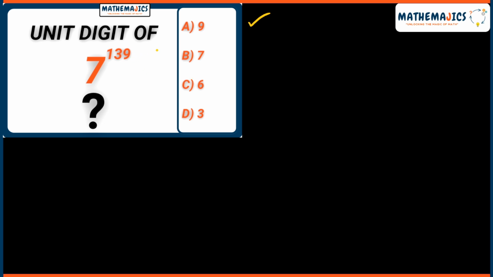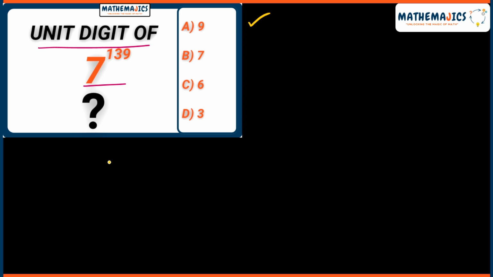If you are able to understand one question, you can do the rest of them. So what we need to do here is find the unit digit of 7 raised to power 139. We are given these four options. Now what is a unit digit?